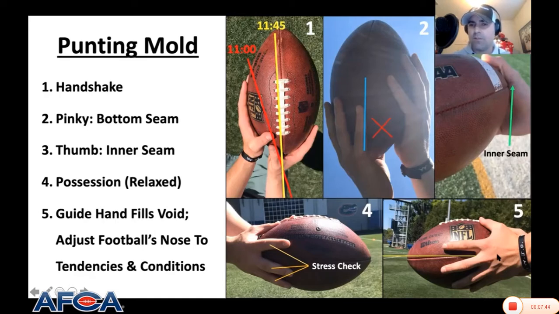We want to fill the void, right? Here it is on the underside. See how they're equal and opposite, and they're possessing the ball as it should. This keeps it away from the center of our body.